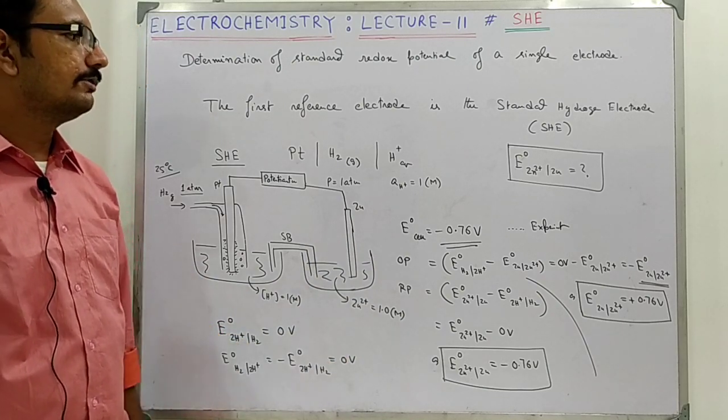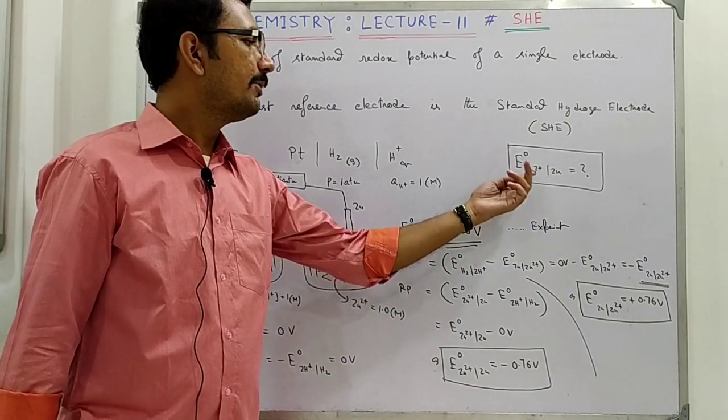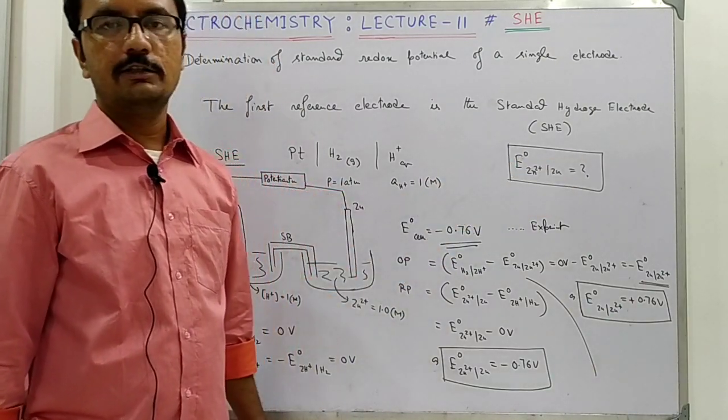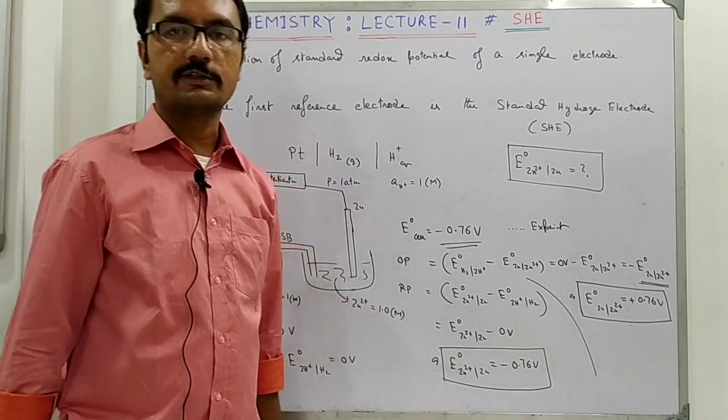So, this is the procedure. If you take copper, then it will give you E0 Cu2 plus Cu equals plus 0.34 volt, and for this one we get minus 0.76 volt.